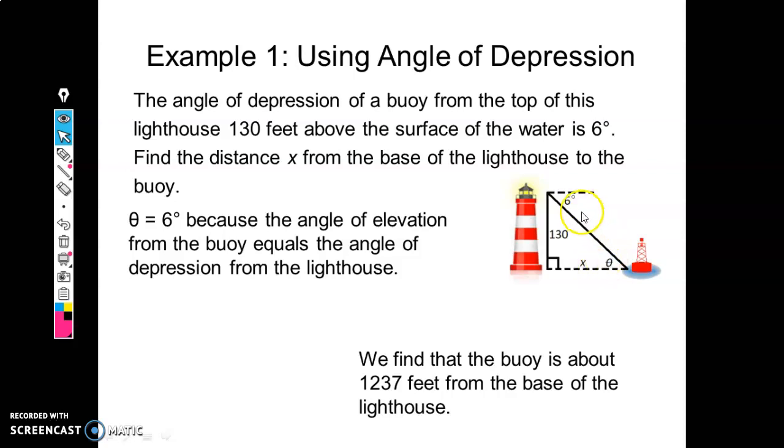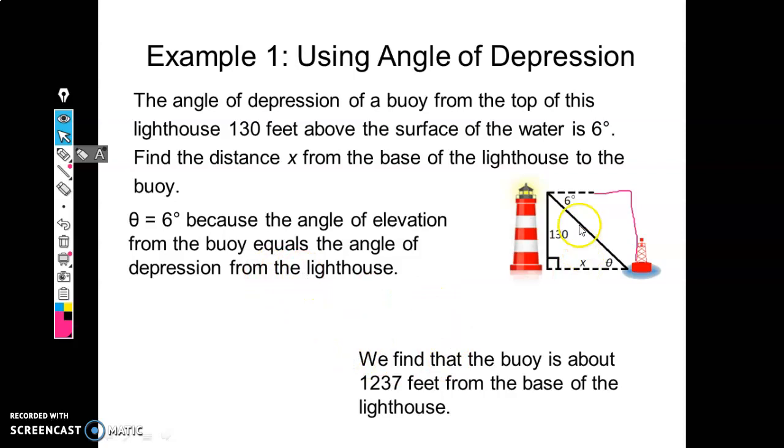So it's up to you if you want to use this 6 up top here, and then draw another triangle over here, representing the 130 like that. Anyhow, here is what's given to you. We're trying to find the distance the buoy, here's the buoy, is from the lighthouse. And the lighthouse is 130 feet above the surface of the water.